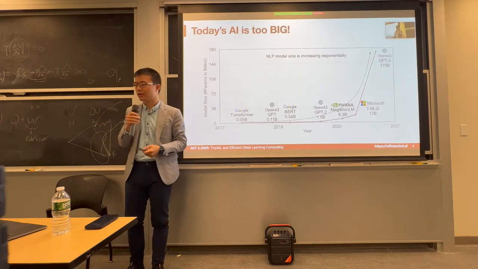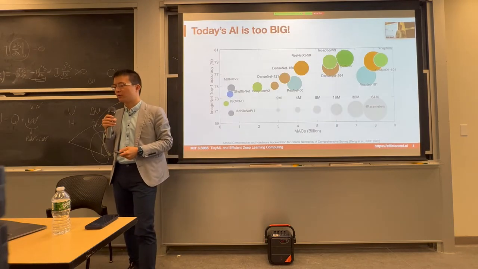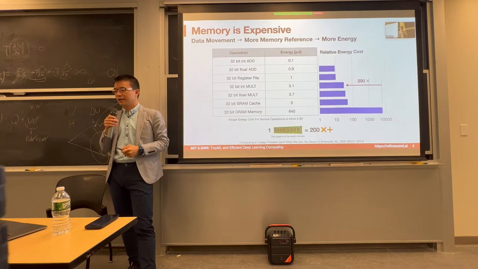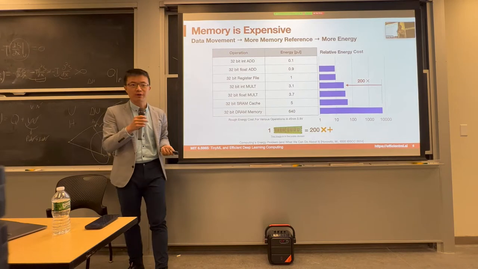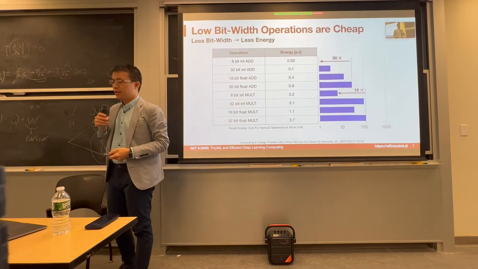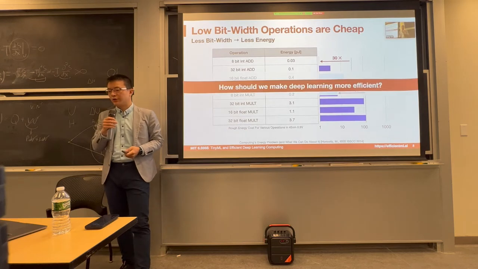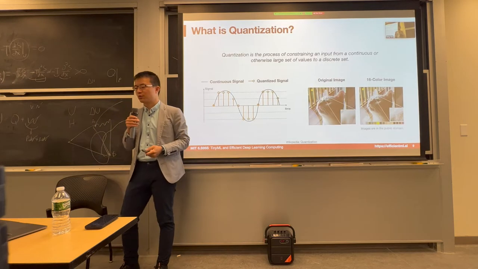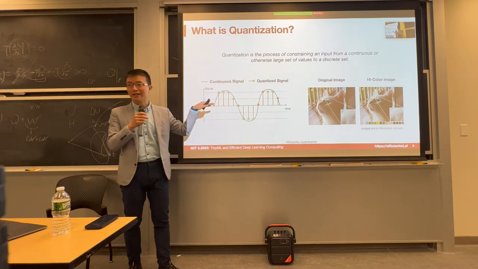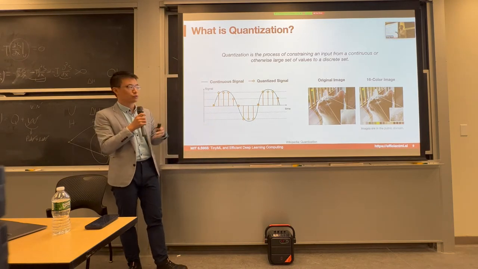Again, model sizes are growing really fast, and we want to have a small model size and high accuracy. Memory is expensive, so we want to reduce memory movement. So how should we make deep neural nets more efficient? Quantization is a very widely used technique that is orthogonal to pruning.